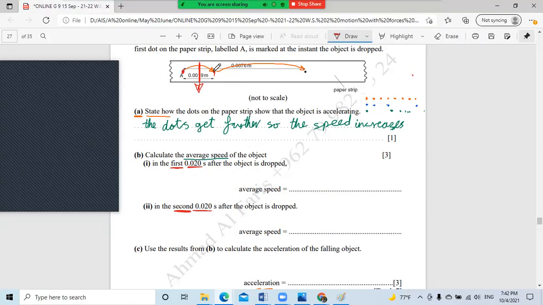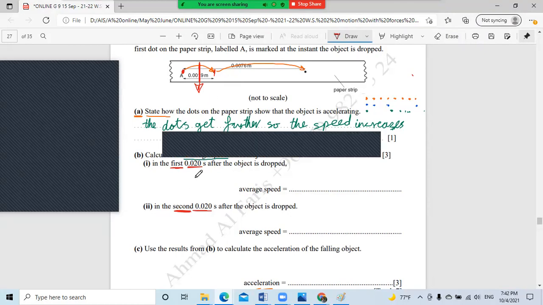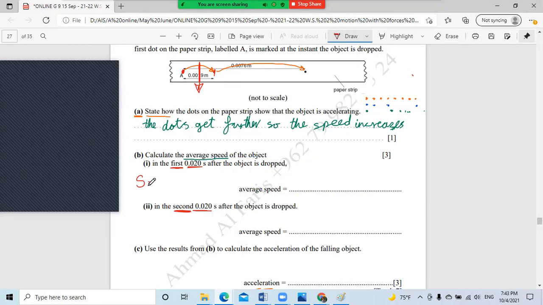The speed here has a high value. I don't know how much it is, but I'm finding the average speed since it accelerates. So the average speed is somewhere in the middle. We know that speed is equal to distance divided by time. The distance here is 0.0019 divided by the time, which is 0.02, and the answer will be 0.095 meters per second. So this is the speed approximately in the middle between the first dot and the second dot, the average speed in the first 0.02 second time interval.